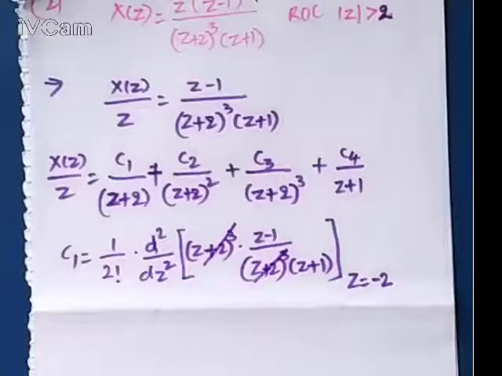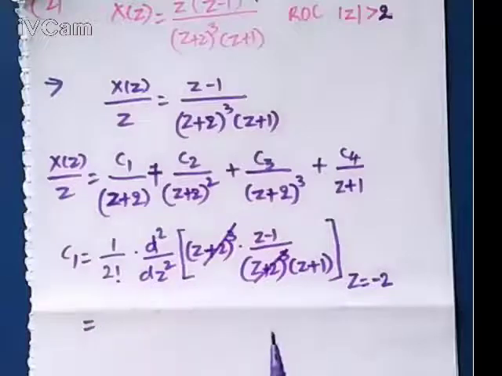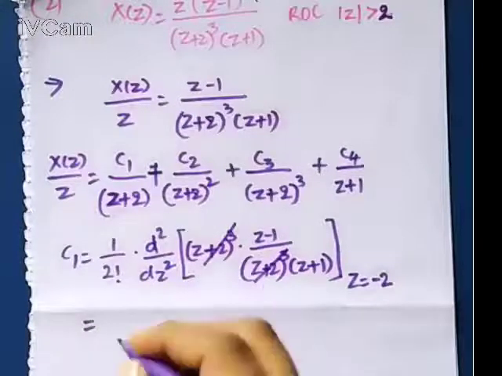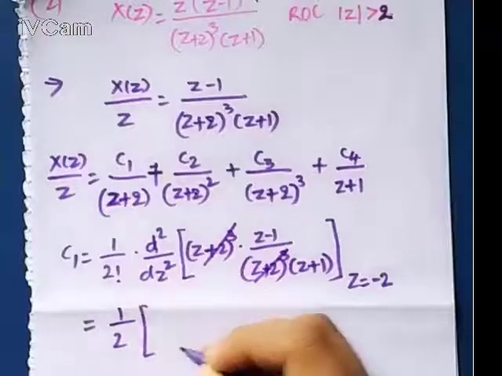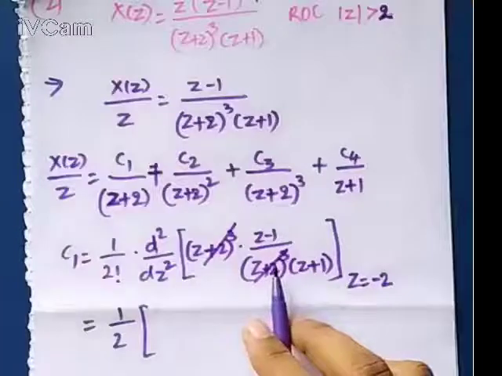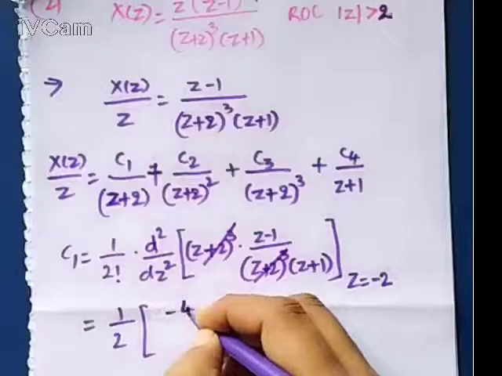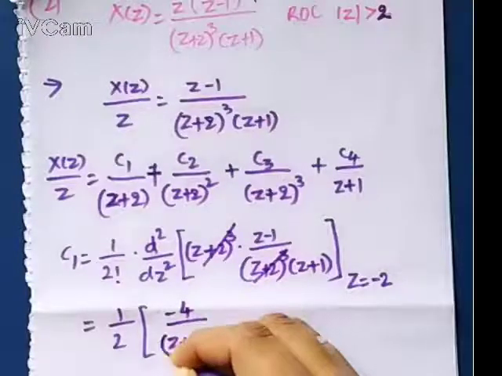Then we have to differentiate this one, we have to differentiate it 2 times. So that will be 1 by 2 into, differentiating this 2 times, that will give -4 upon (z plus 1) cube.